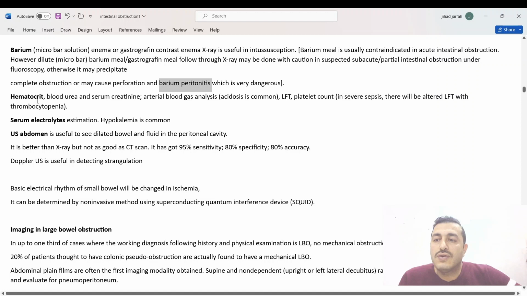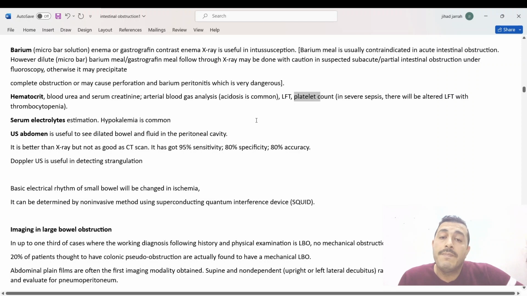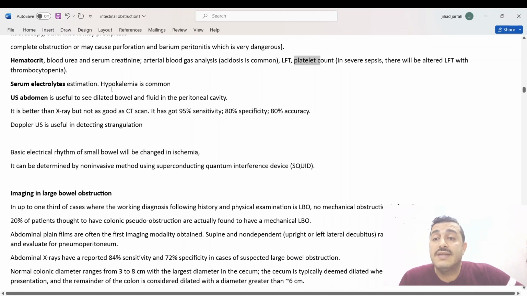Okay, and of course the laboratory investigations: the hematocrit, blood urea nitrogen, acidosis is common actually, arterial blood gases, creatinine. We have to check the kidney function, the liver function, the platelet count. If we have sepsis, there will be altered liver function tests with thrombocytopenia, and serum electrolytes, especially hypokalemia.